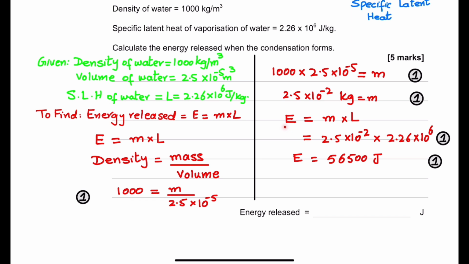Now we will use the formula energy is equal to mass times specific latent heat. The mass is already calculated. We'll use it here. And the value of specific latent heat is 2.26 times 10 raised to the power 6 joules per kilogram. We're going to use this value here. By using the calculator, we will get the answer: 56,500 joules of energy is released when the condensation happens on the mirror.